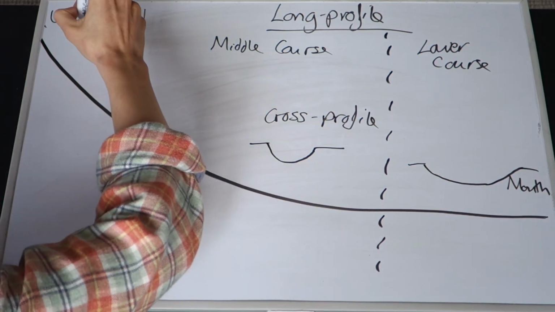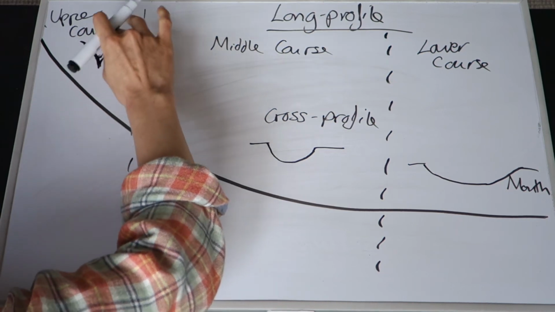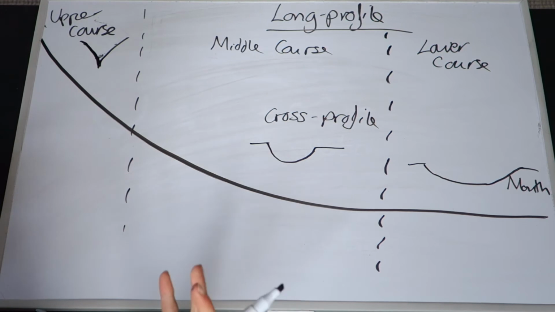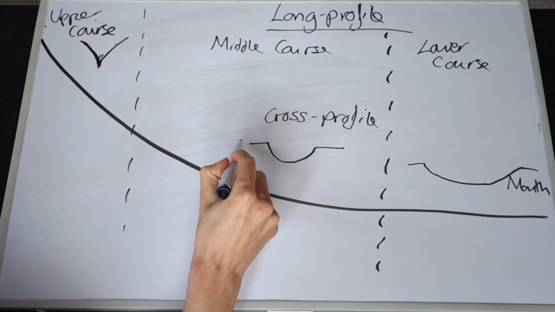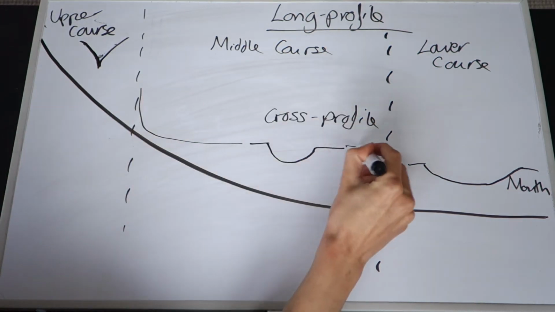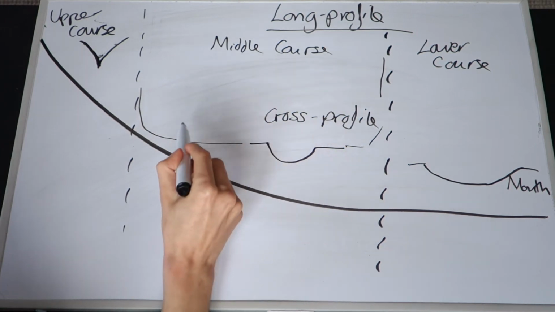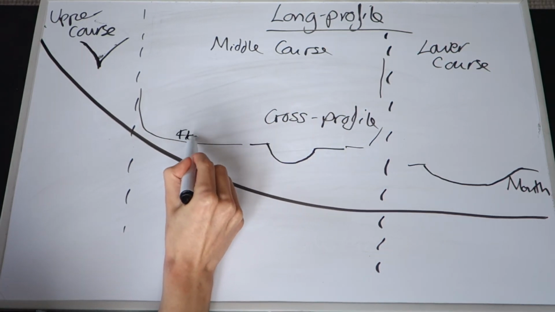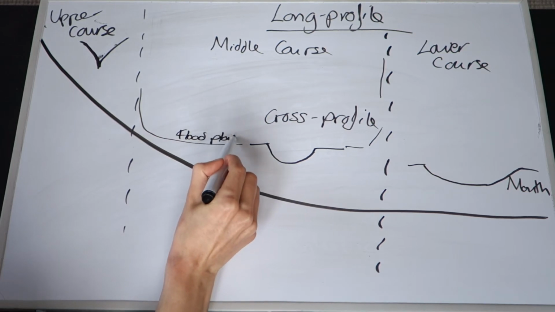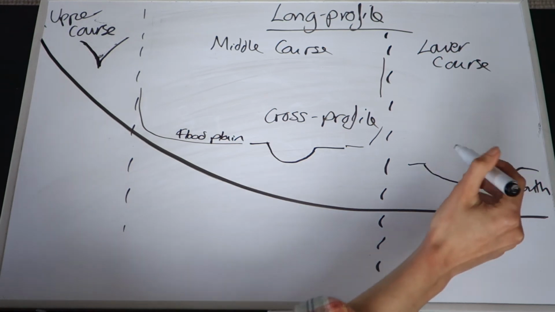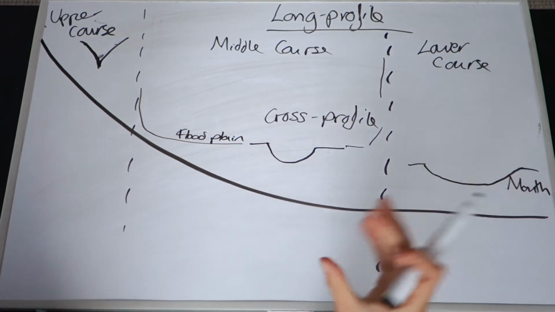You'll notice in the upper course I've drawn a V. In the upper course, the river channel flows in a V-shaped valley. In the middle course, we have a more U-shaped valley because next to the river, there is a flat area of land called the floodplain. In the lower course, this floodplain gets much wider.